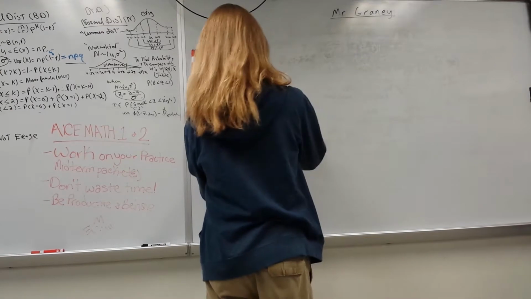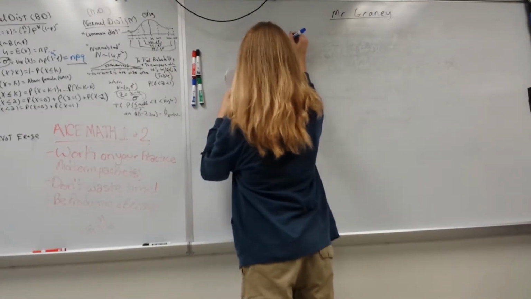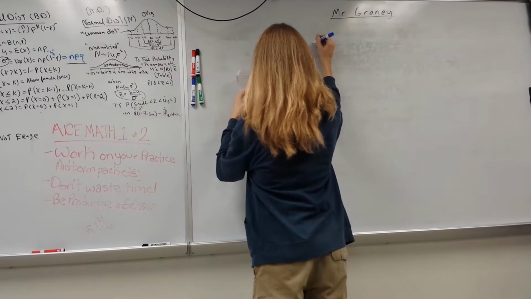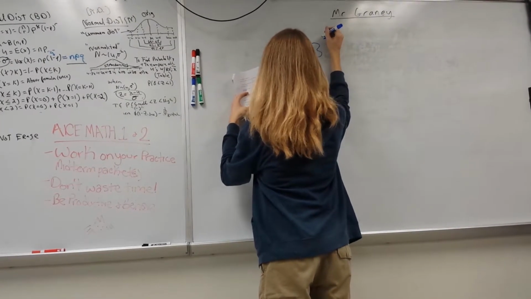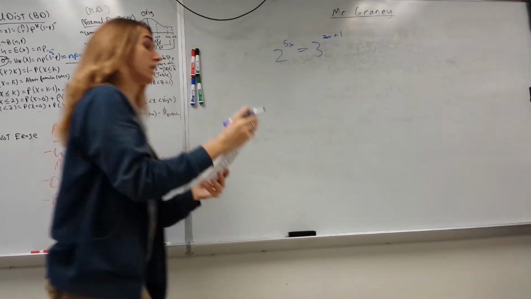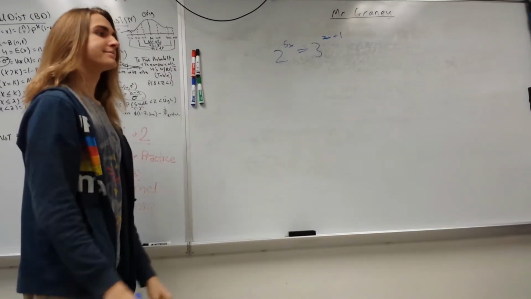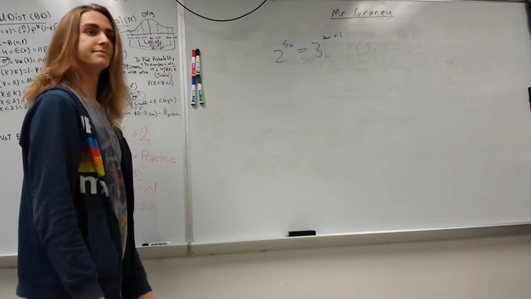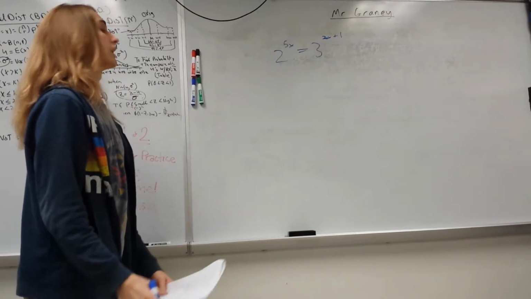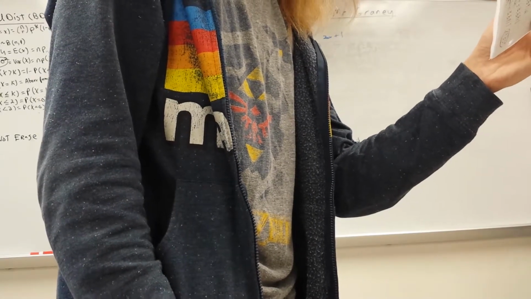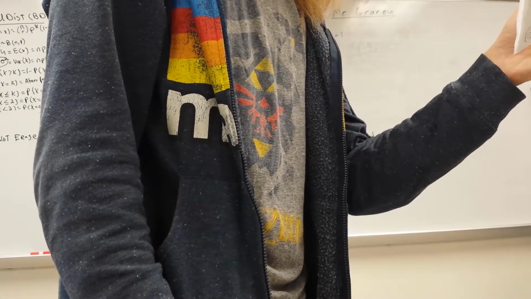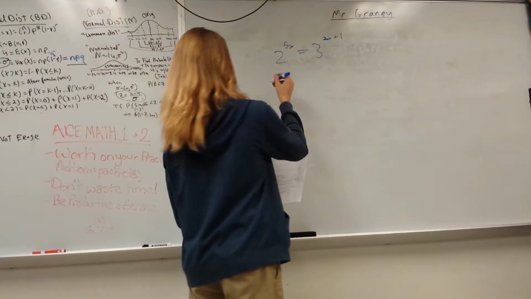I understand the concept. Use logarithms to solve the equation 2 to the 5x equals 3 to the 2x plus 1. Okay, so how do you do that? You want to see what I did? Let's do ln. Oh, gotcha. So you ln both sides.